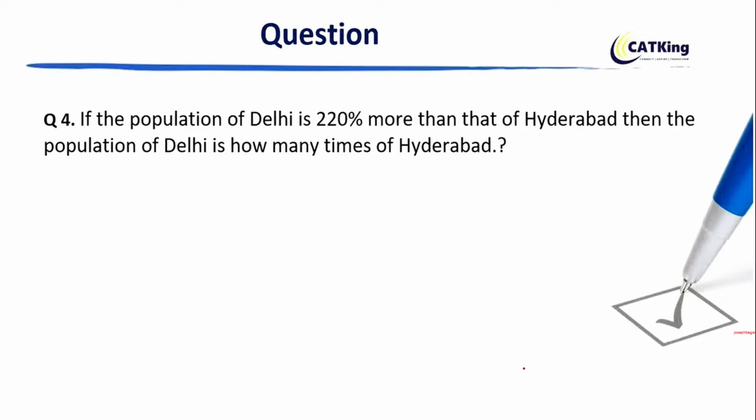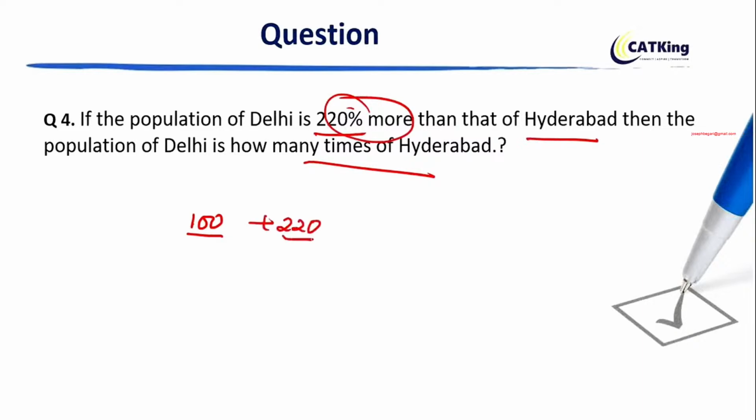Okay. So the population of Delhi is 220% more than that of Hyderabad, right? Then how many times is it? If the Hyderabad population is 100, then 220% more, so plus 220% of Hyderabad's 100, that is 320.